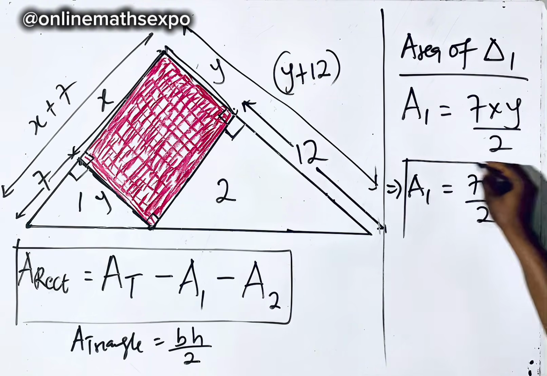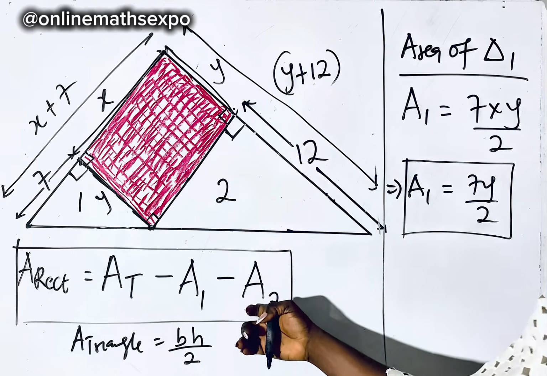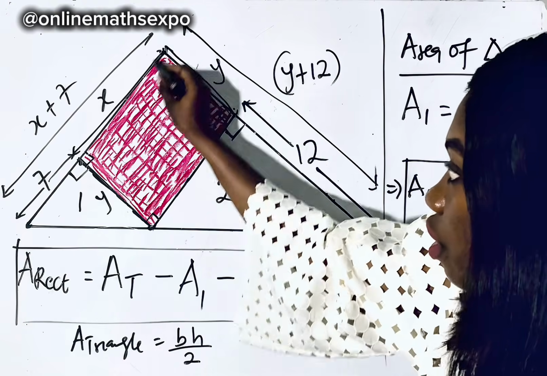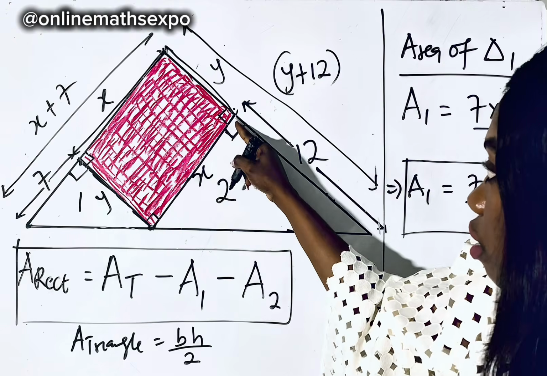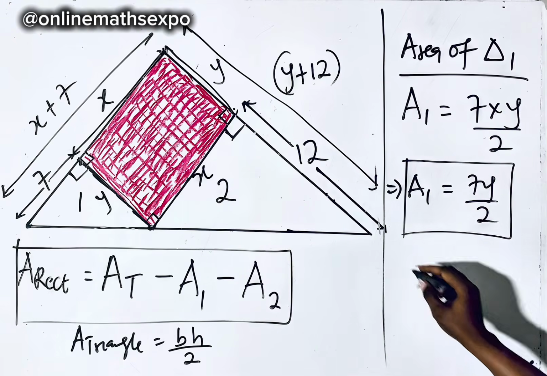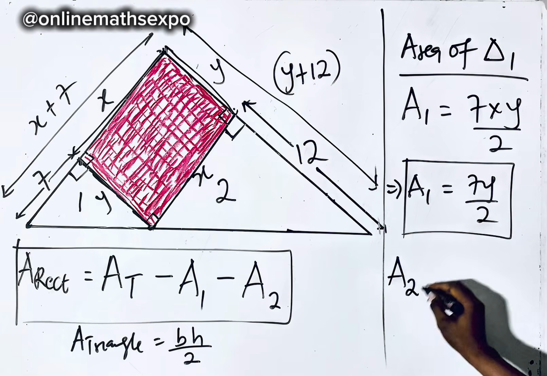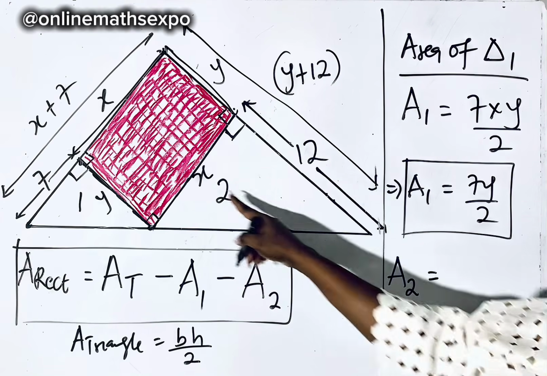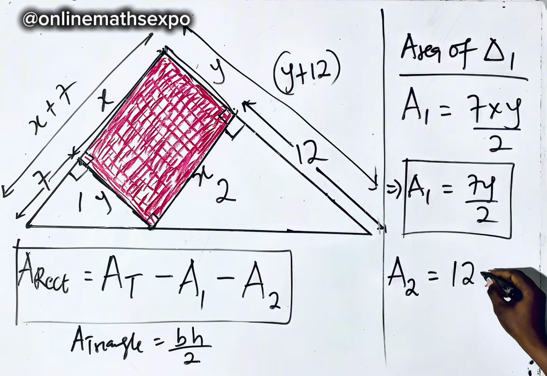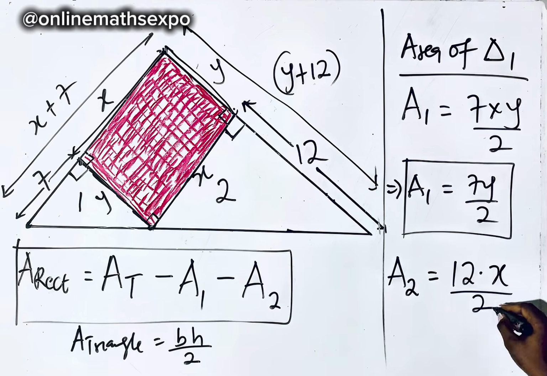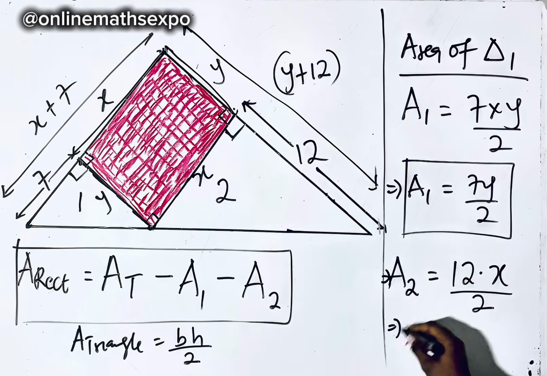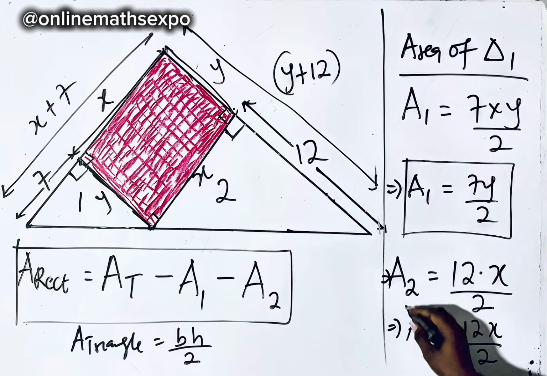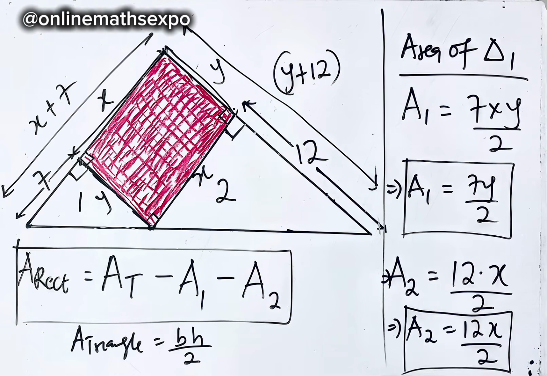Now that we have found this area, we can find the area of triangle 2. For triangle 2, from here to here is the same as this, and is the same as x. From here to here is 12. So the area of triangle 2 will give us this, which is 12 times x. So we have 12 multiplied by x, divided by 2. And that gives us the area of triangle 2 as 12x over 2. So this is what we have for the area of triangle 2.